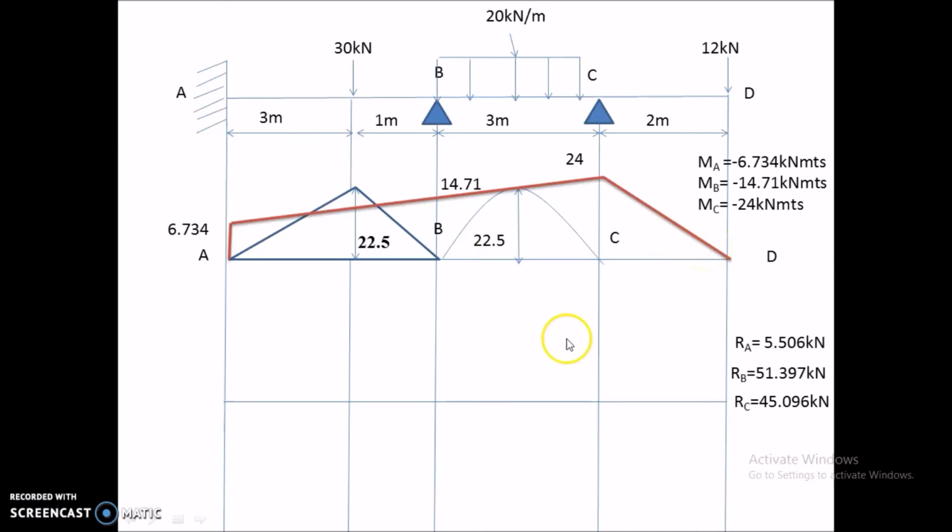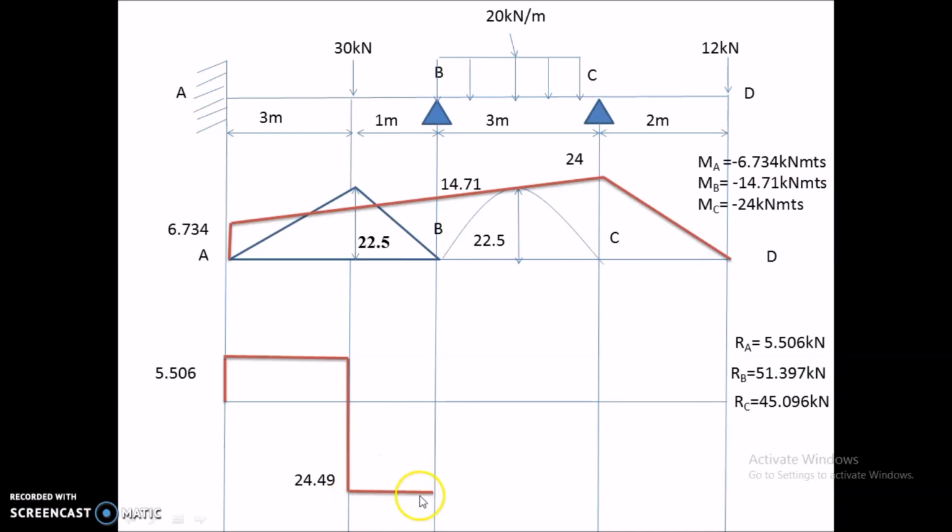Now coming to the shear force diagram, the RA value is 5.506 and since there is no load here, the shear force till here will be 5.506. So I joined it with a straight line. Now at this point there is a load of 30 kilonewtons acting, so I should subtract it. So 5.506 minus 30 kilonewtons will give me minus 24.49. So I have marked that value here and joined it with a straight line. Now from here to here again there is no change of shear force.